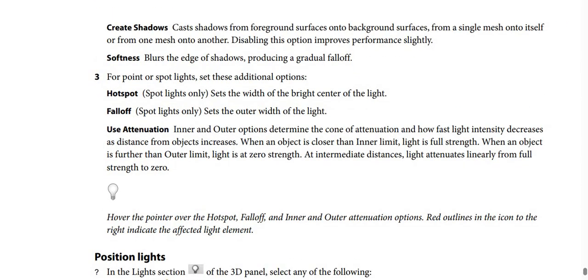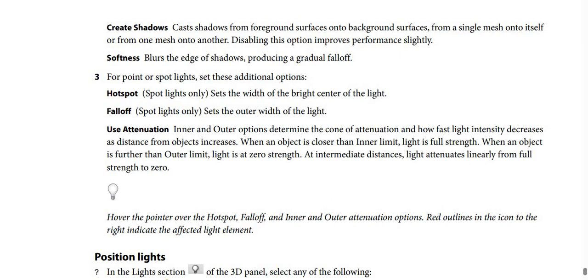After that, create shadows. What about create shadows? It means that it casts shadows from foreground surfaces onto background surfaces, and from a single mesh onto itself, or from one mesh onto another. Disabling this option, by the way, improves performance slightly. And after that, softness. What's the meaning of softness? It means that it blurs the edge of shadows, producing a gradual fall off.